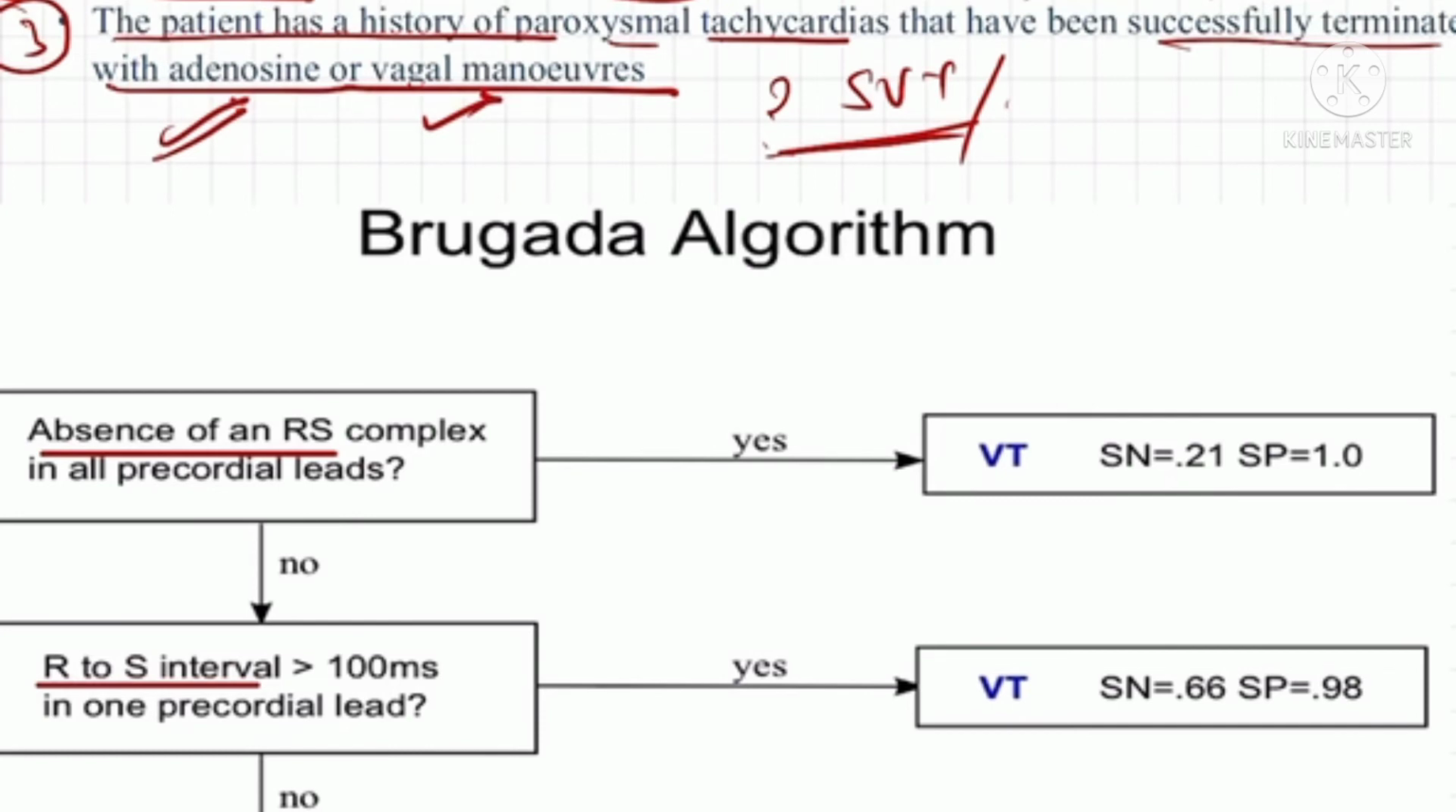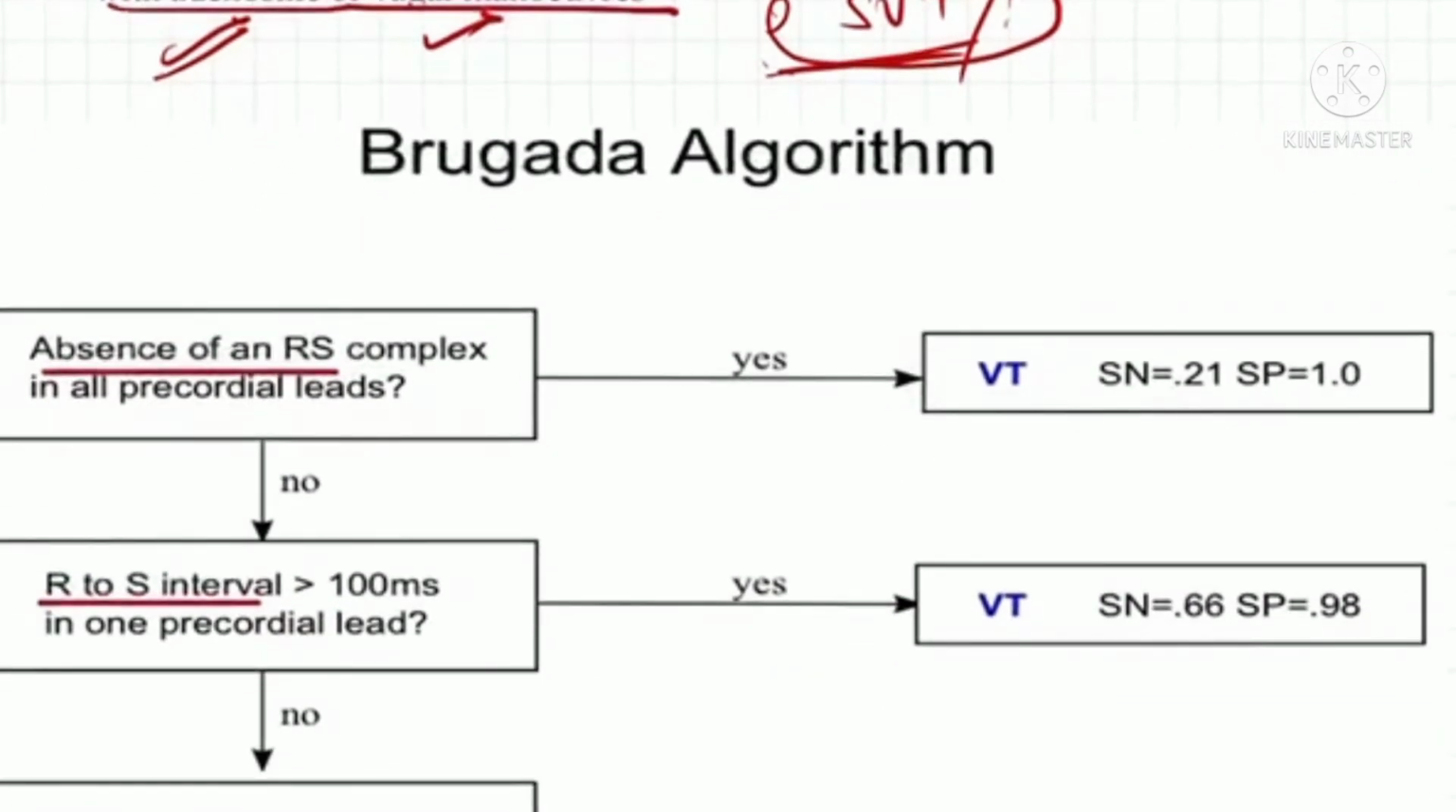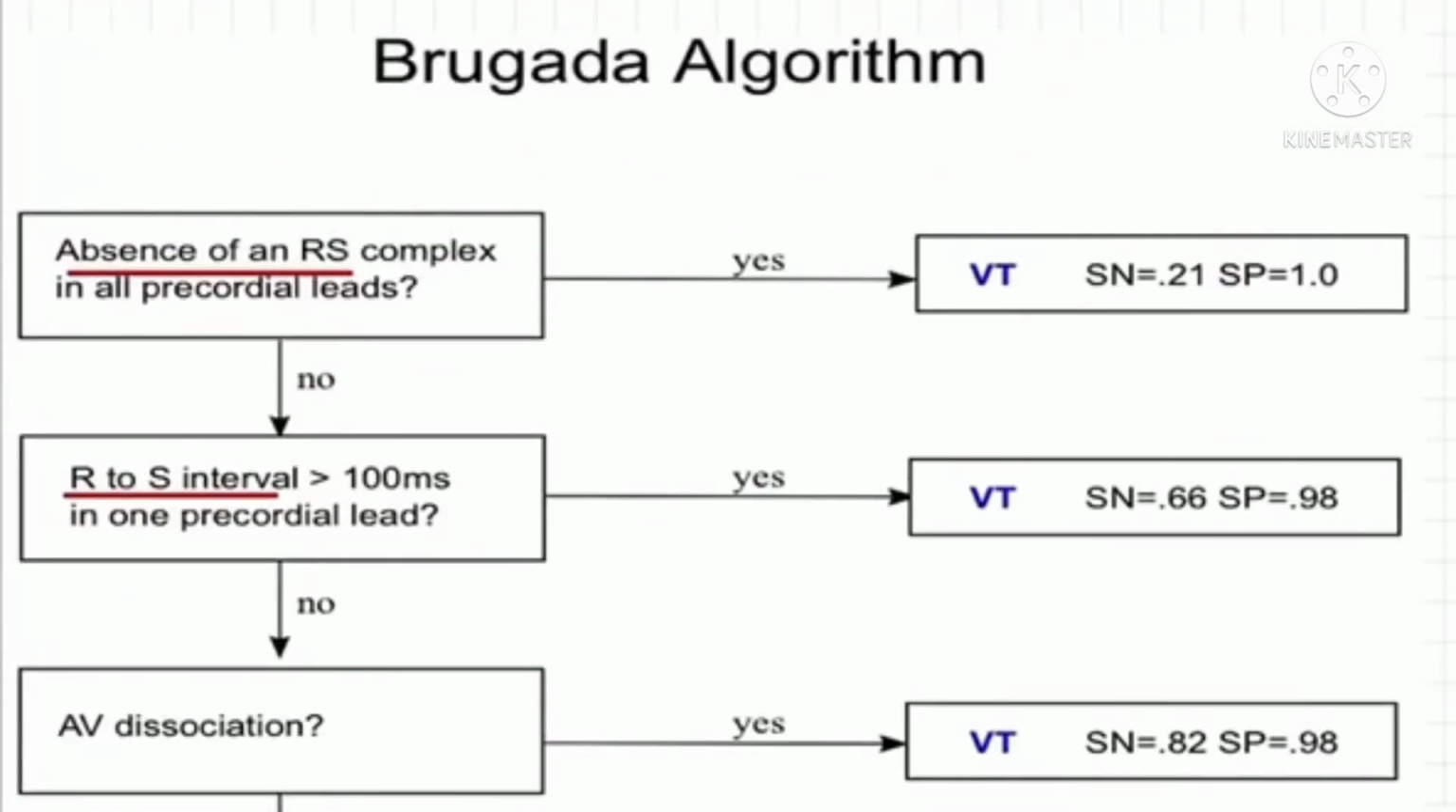These three things: one, previous bundle branch block in the basal ECG, and patient having the double PW syndrome in the basal ECG, or history of the SVT. Three things are more favoring to SVT. Now we see the algorithm.